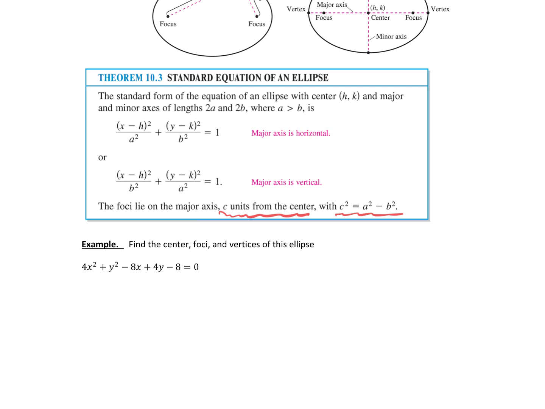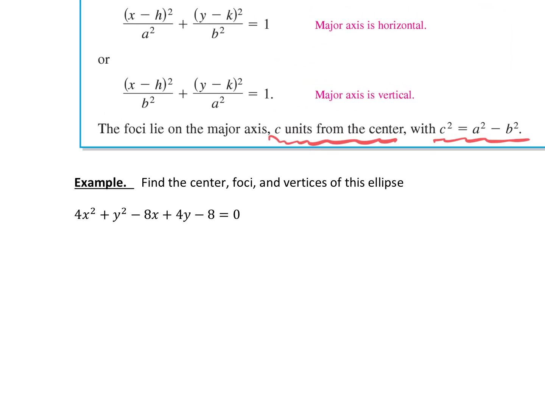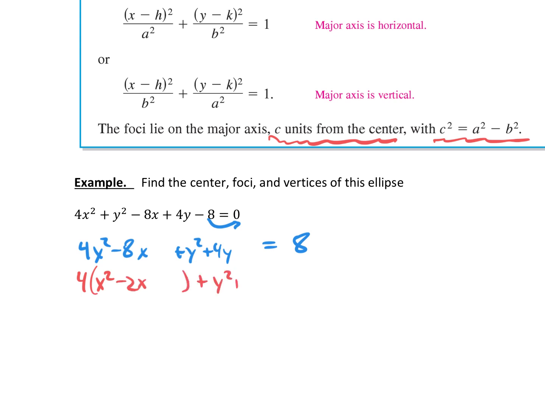All right. So if we want to find the center, the vertices, and the foci of these ellipses, then we want to complete the square here again. So let's get all the x's together. Let's move the 8 to the other side. Let's get the y's together. And let's complete the square. What would you like to have here? Well, the challenge here is we've got this 4, so we're going to need to factor this out: 4 times x squared minus 2x, y squared plus 4y.